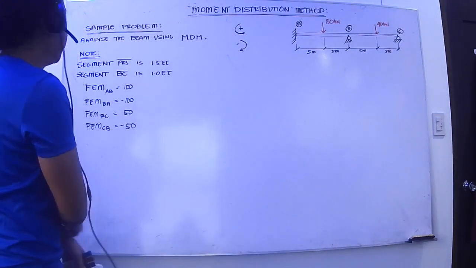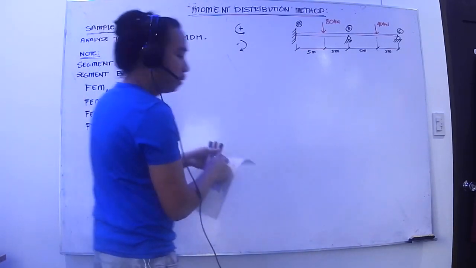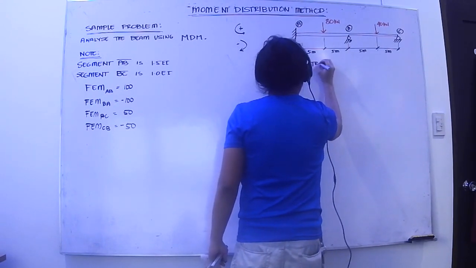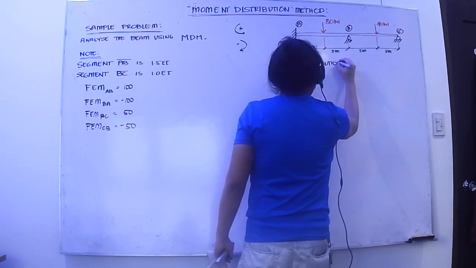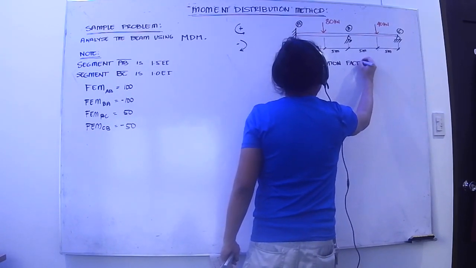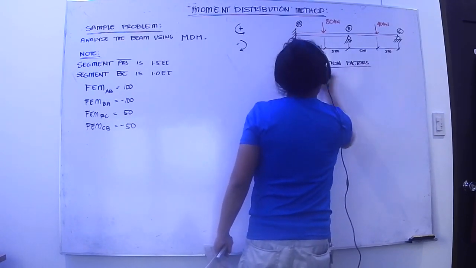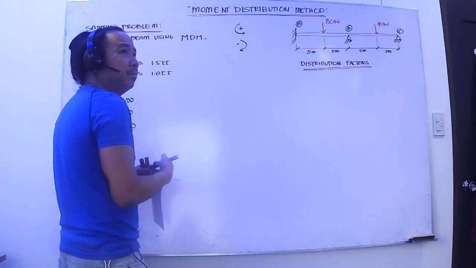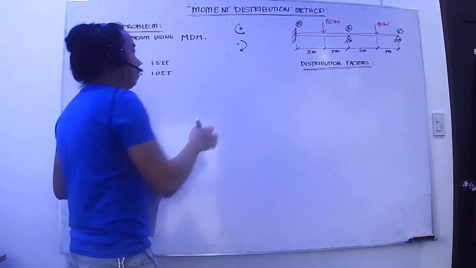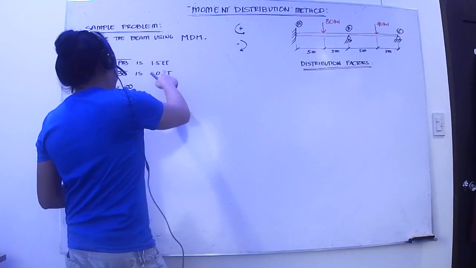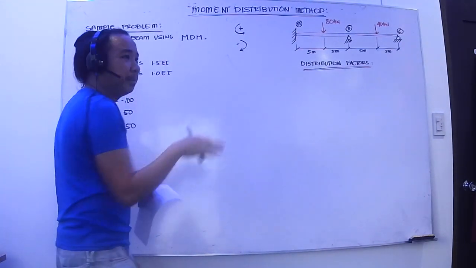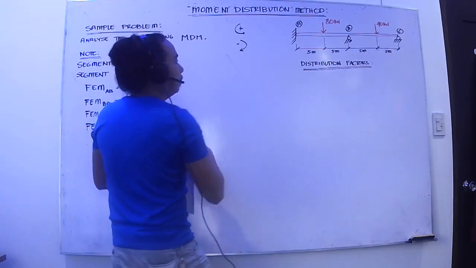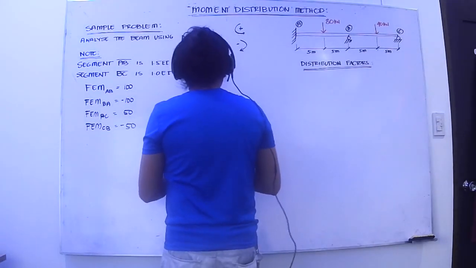We now move to the next step, the distribution factors. The E is constant since the material is the same, but the I is different, so keep that in mind.